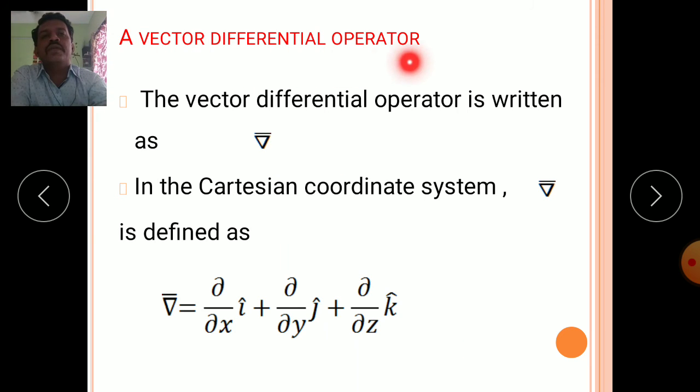A vector differential operator. The operator is written as del. This is known as del. This is the vector differential operator. In the Cartesian coordinate system, this inverted triangle, we say for notation only, this del is defined as del equal to ∂/∂x i plus ∂/∂y j plus ∂/∂z k. So this is the vector differential operator, and this is a partial differential operator.